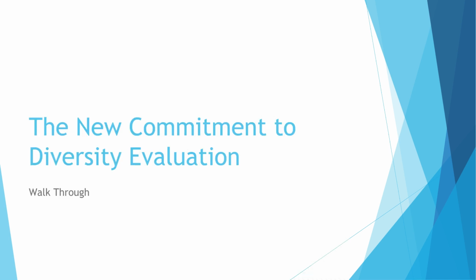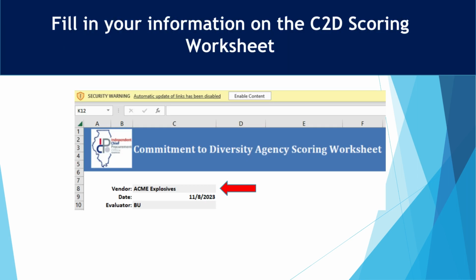At this time, we'll do a walkthrough of the new Commitment to Diversity evaluation. We will be looking at the vendor answer form, then the scoring sheet to better understand how the factors are to be scored. When you open the scoring sheet, you may have this yellow bar at the top of your sheet. It can be ignored, or you can click on it, which will cause an error to pop up, either saying it cannot update or something is wrong with your links. Click Continue. Then enter the vendor name, the date, and the evaluator initials.